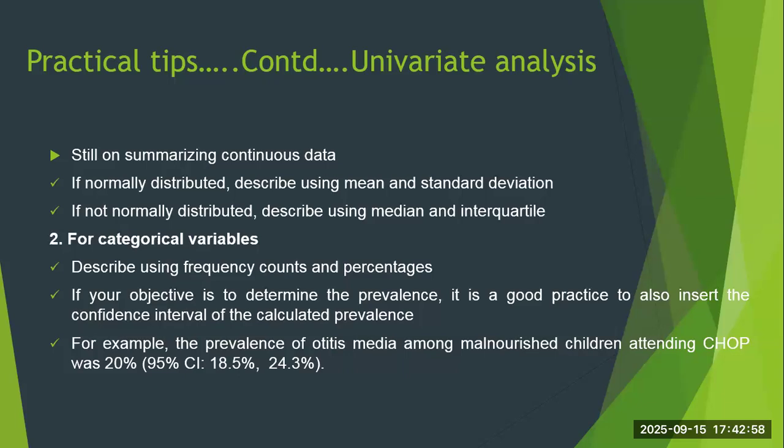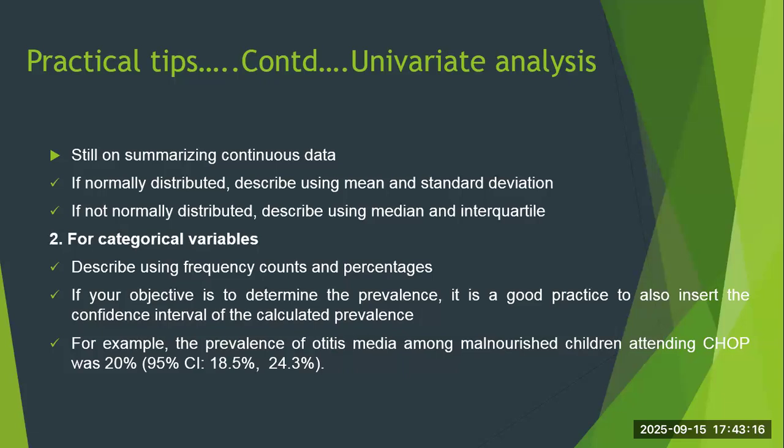And you can see that this ranges from 18.5 to 24.3. See how I reported it. It's better reported this way, not with a hyphen. Use a comma. This is the standard way from the APA style. So if you report this, it tells us that your point prevalence you got is actually 20.